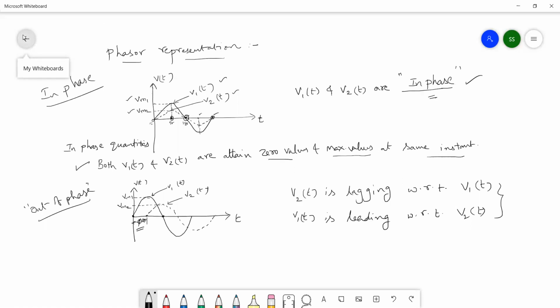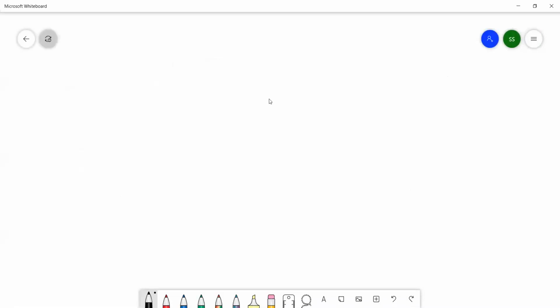Shall I change the whiteboard screen? If anyone is getting it, quickly note down. I will draw one more example in order to understand your lead and lag. Now I will just interchange these V1, V2.